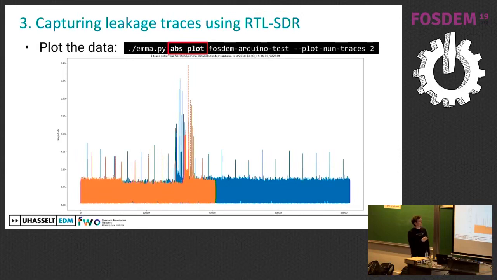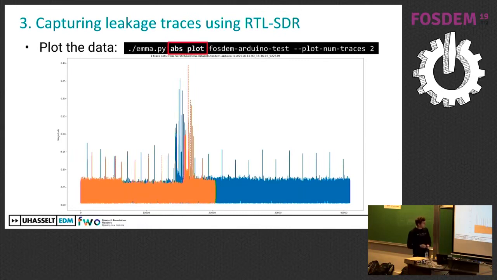So as the first command I gave the abs command, which will just AM demodulate the data, because we are interested in changes in the amplitude of the signal, so that makes sense to use AM demodulation in that case. And there's something interesting going on between 10,000 and 20,000 samples, as you can see, because here the amplitude rises, right?